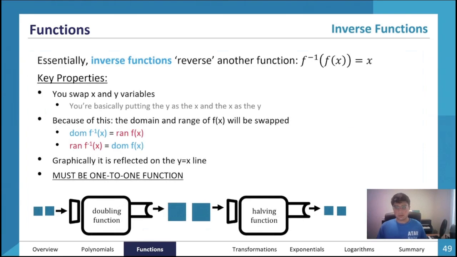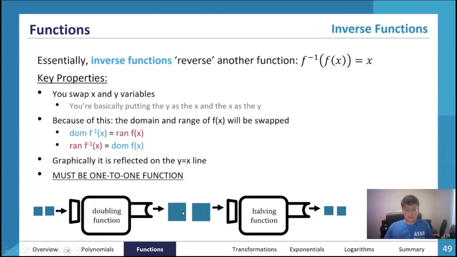So again, you might be familiar with these from your previous study. Essentially, inverse functions reverse another function. So mathematically, that looks like f inverse of f of x is equal to x. This might look a bit intimidating, but if we think of functions as machines again, let's say that f of x is a doubling function. Whatever we put into the f machine, it's going to double the size of it. So we get these two small cubes, it turns into cubes that are double the size.